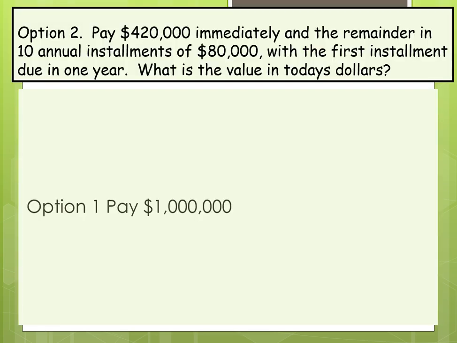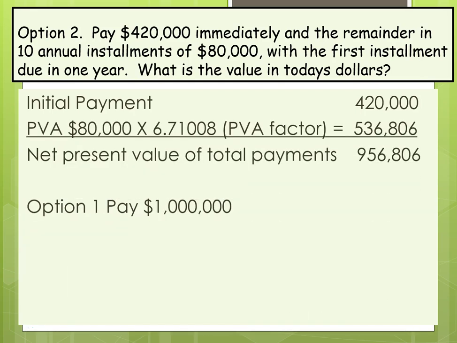So again, option 1 is to pay $1 million. Now let's see what the net present value of our second option is. The initial payment is $420,000. The net present value of the $80,000 annuity is $536,805. So the net present value of this option is $956,806.